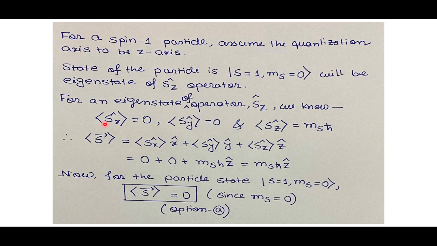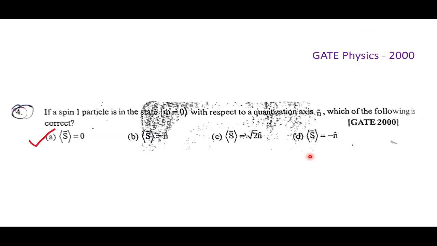So when you use the ladder operator in these two terms and take the expectation, due to the orthogonality you will always get 0 for these two terms. Only this expectation value will have the m-h-cut. So the expectation value of S vector is m-h-cut times your quantization axis, that is the z cap. Now m_s is 0 as given in the question, so just put it here and you will get 0. That's the thing. Will I proceed? Yes, sir. So option A is correct.